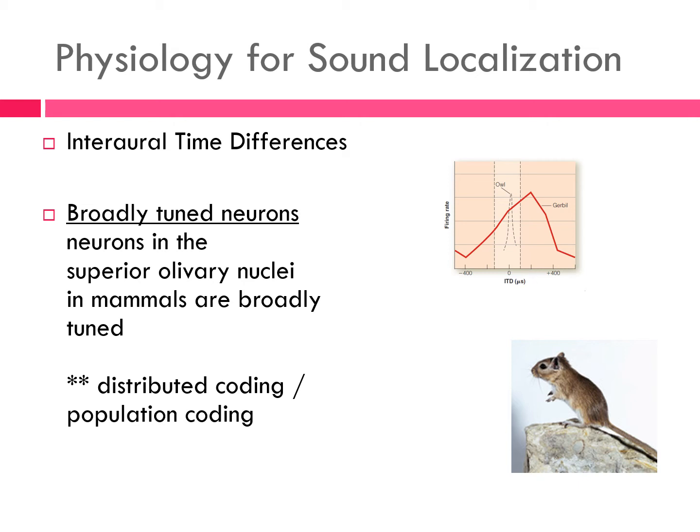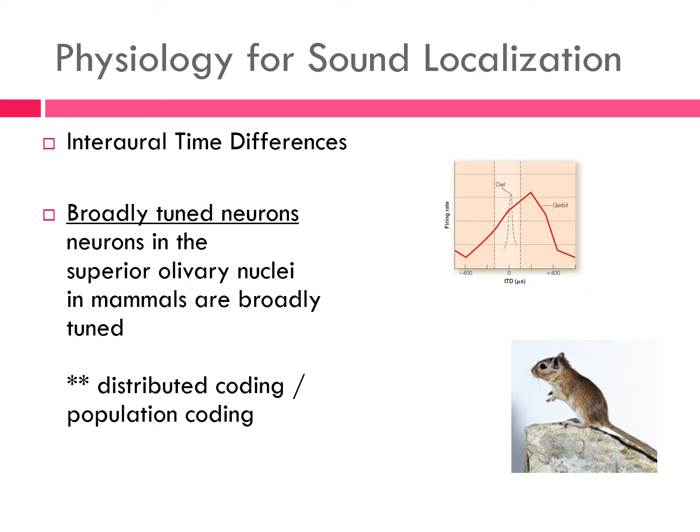Later, we discovered broadly tuned neurons in the superior olivary nuclei, so in the superior olive, in mammals. You can see with the picture at the top there, this is a gerbil, which I gave you a little picture of there because they're cute. This is research done on a gerbil, where the neuron is responding to a pretty wide range of interaural time differences. It has its specific time difference that it responds best to, but with this wider range of responses, we're probably looking at a more distributed coding, or population coding.